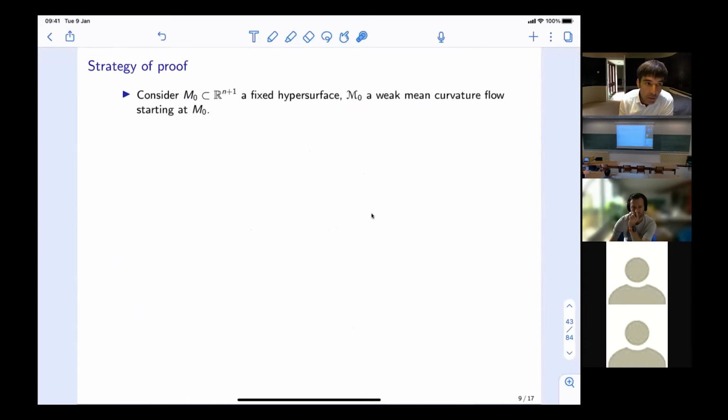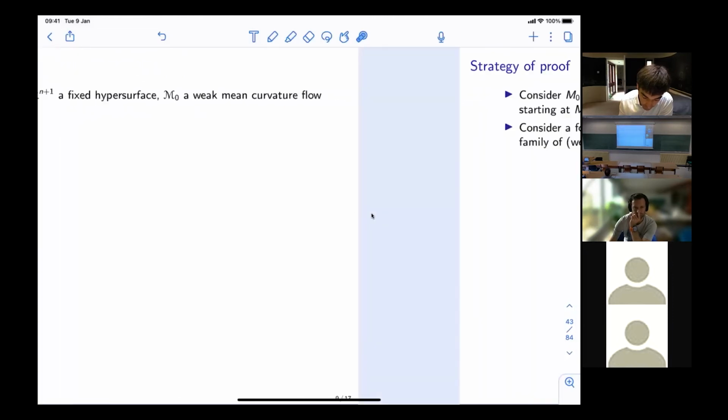We have seen this, just by looking at the level set flow, we can assume that the level set flow of M0 does not flatten, which is a generic condition. So we can just wiggle a bit and make M0 such that the weak solution is unique. That is generic, that you can do. So we have this weak mean curvature flow starting at M0.